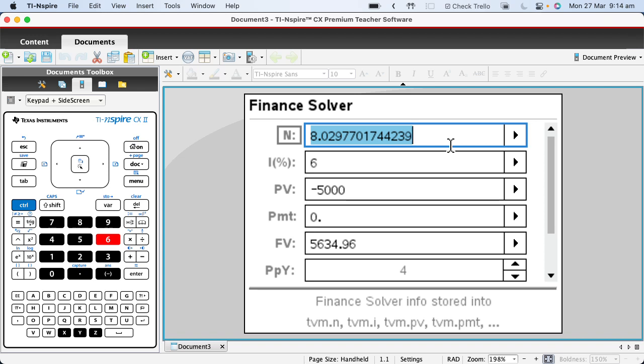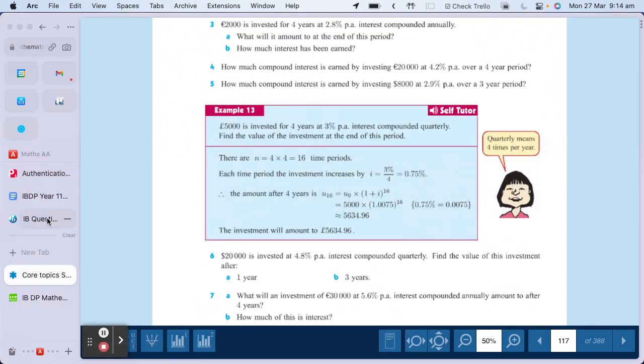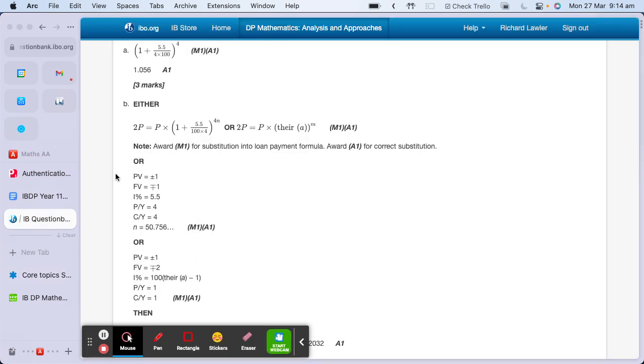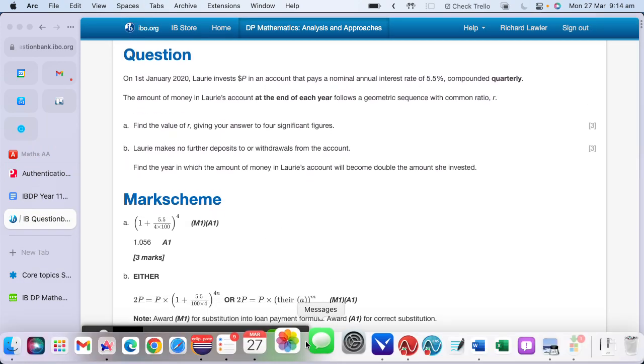Okay, so basically you should be able to solve most problems by simply using this finance solver if it's a calculator-based question. Any questions on that? And they tend to be, because you're dealing with decimals, which is difficult to do in a non-calc section, but not impossible. I just wanted to show you, like, here's an example of an IB question. This is from an exam or something.